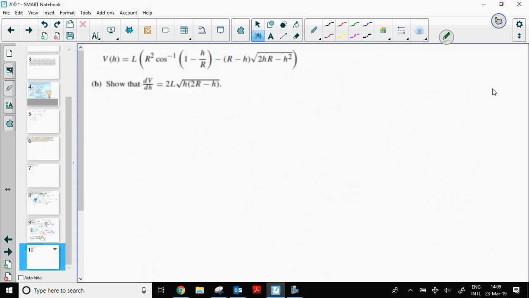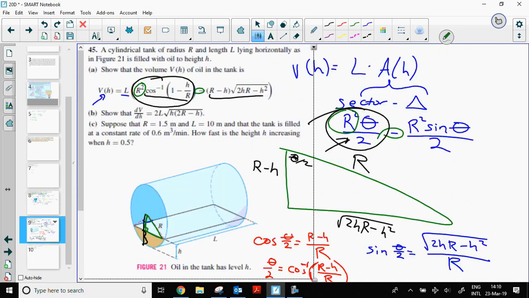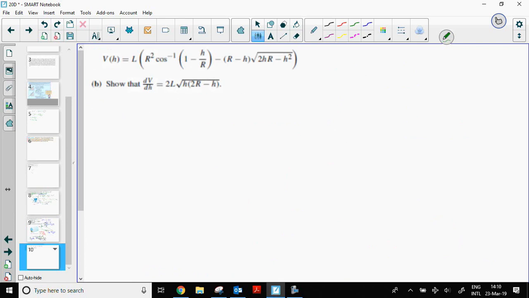Part B, I promise, will not be any more pleasant. So now we've got to take the derivative of this thing. Now, when we do this, I want us to remember that in this problem, r is a constant. h is a variable, right? r, the radius of this cylinder, is never changing, only the height of the oil. So when I start taking derivatives here, r is a constant.